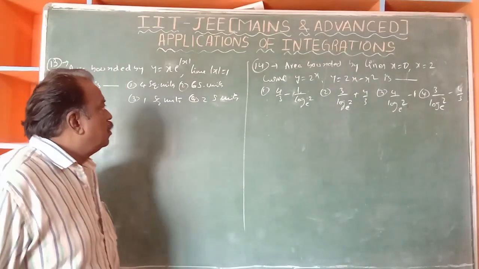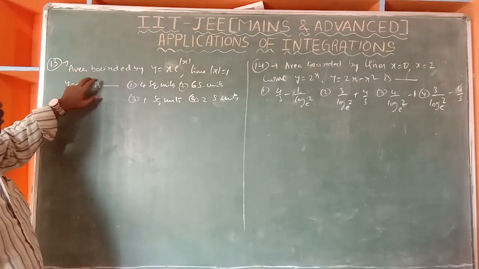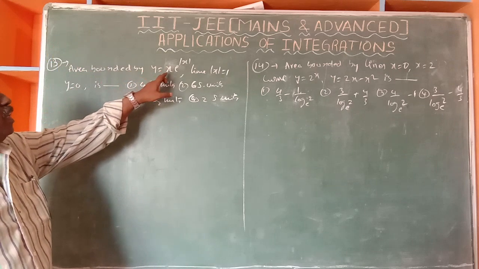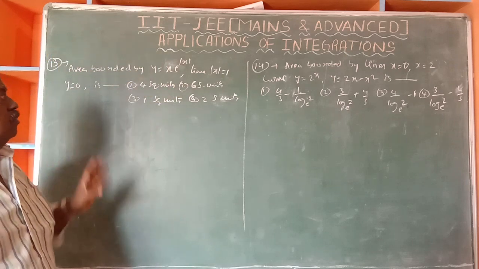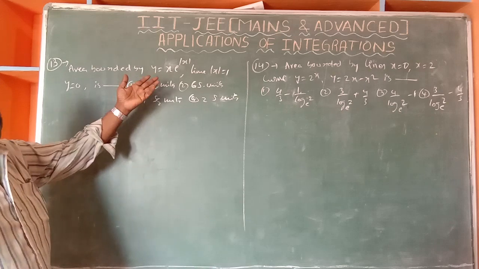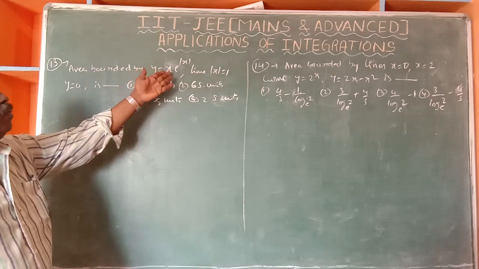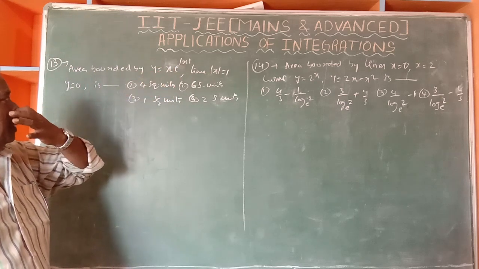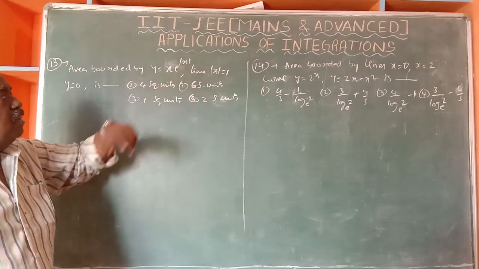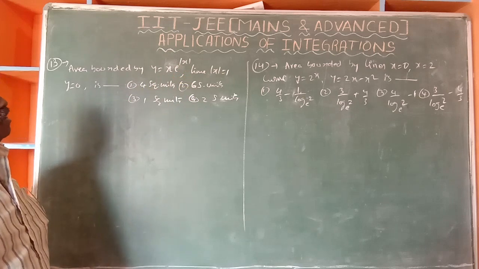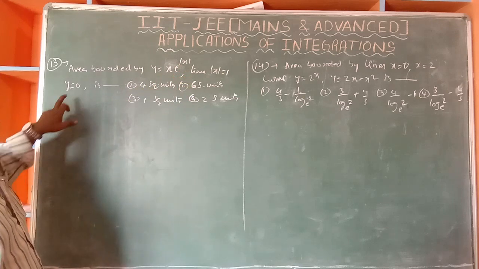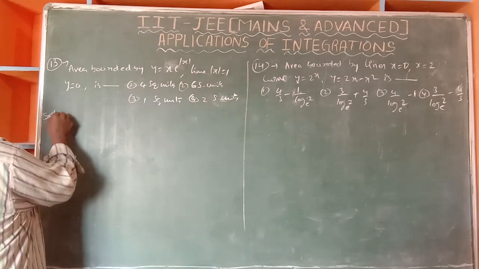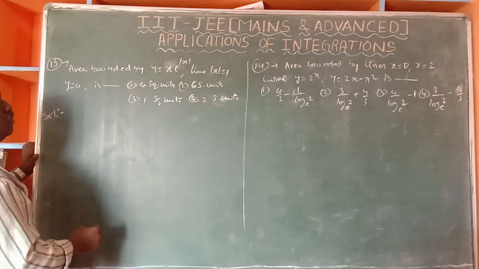Okay? Now the 13th problem. You see, the curve is y is equal to x e power mod x. Mod x means at x negative, it is e power minus x, and for x positive, it is e power x. And the ordinates, that is limits, lines, are mod x is equal to 1. y is equal to 0 means it is the x-axis. So we find the area.